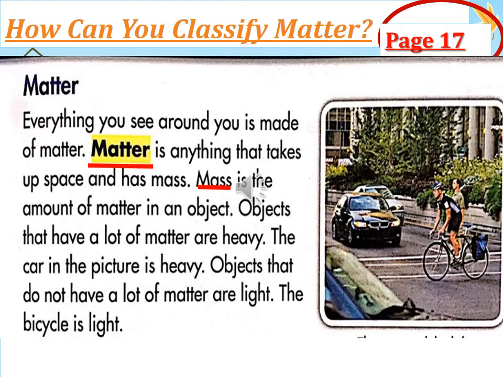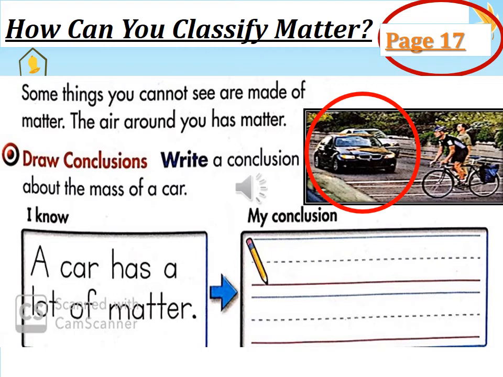Read the text with me. Matter. Everything you see around you is made of matter. Matter is anything that takes up space and has mass. Mass is the amount of matter in an object. Objects that have a lot of matter are heavy, just like the cars in the pictures. Objects that do not have a lot of matter are light. Seeing the bicycle here. All right. Let us continue. Some things you cannot see are made of matter also. The air around you has matter.